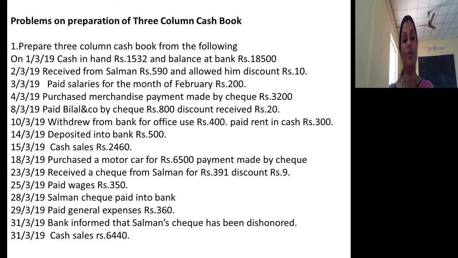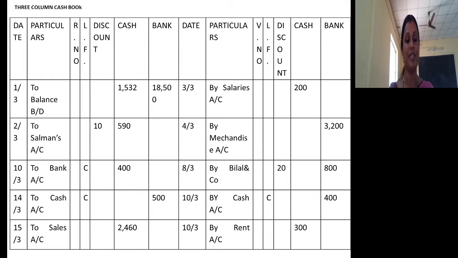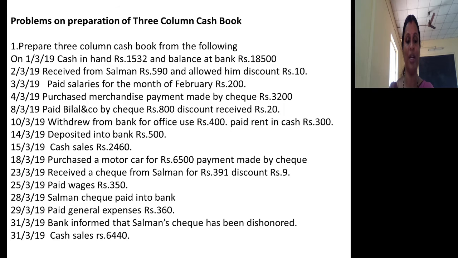On 2/3/2019, we received from Salman rupees 590 and allowed him discount of rupees 10. So what we received? We received cash. So when we receive cash from Salman, what's the journal entry? Cash account debit to Salman account 590, and we allowed him a discount. When we allow discount to him, what's the journal entry? Discount account debit to Salman's account. So instead of passing 2 journal entries, we can pass only 1 journal entry, cash account debit, discount account debit to Salman. So it will appear on debit side to Salman, in discount column 10 and in cash column 590.